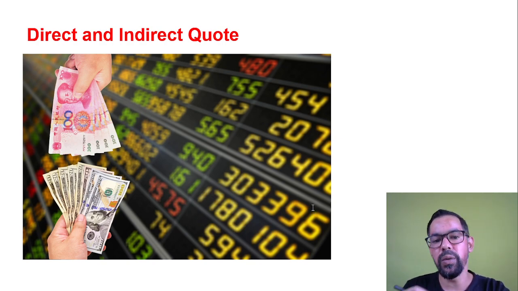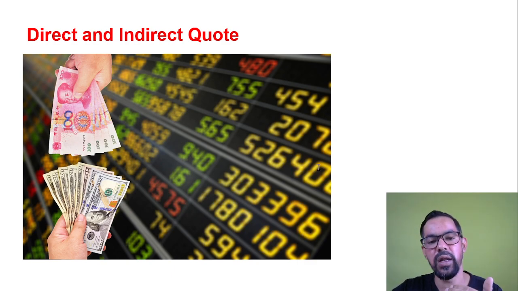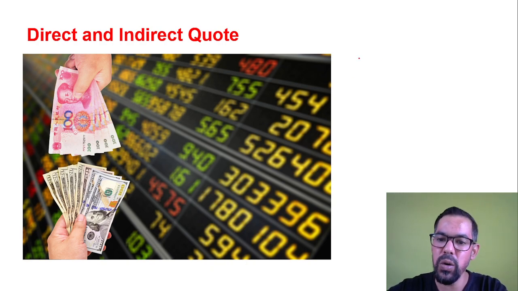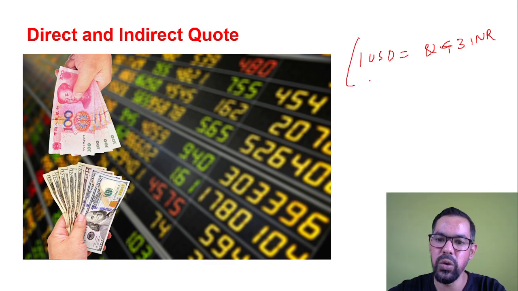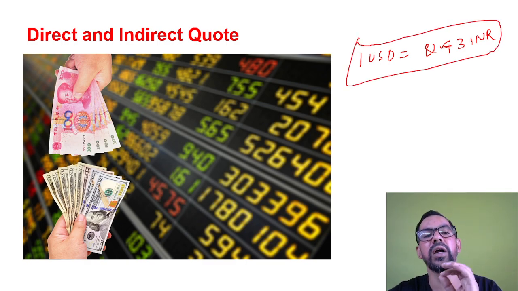Whenever you talk about the direct quote, a direct quote is when one unit of foreign currency is expressed in terms of domestic currency. Let's say for one USD, you have to pay 82.43 INR, Indian rupees. So this is called your direct quote. This is generally known as direct quotation.